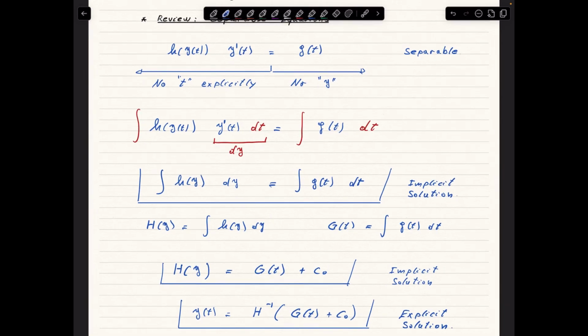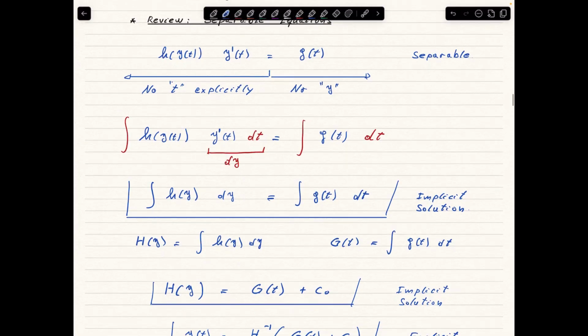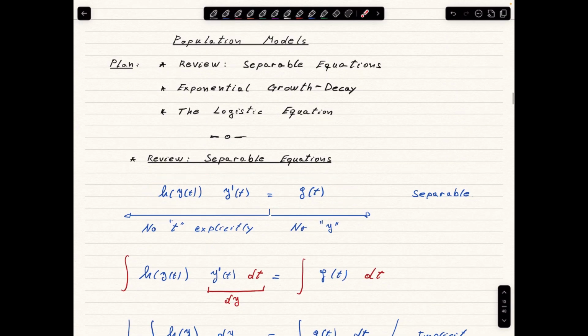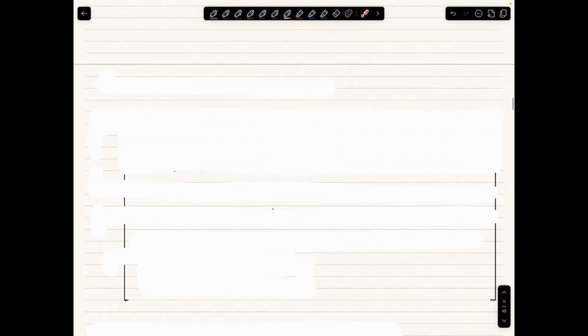Now we are going to use that we know how to solve this type of differential equations to study population models. We are going to focus on two main models, one based on the exponential growth decay equation and the other on the logistic equation. So now let's go to the exponential growth decay equation, so then we can talk about the population model associated with that equation.